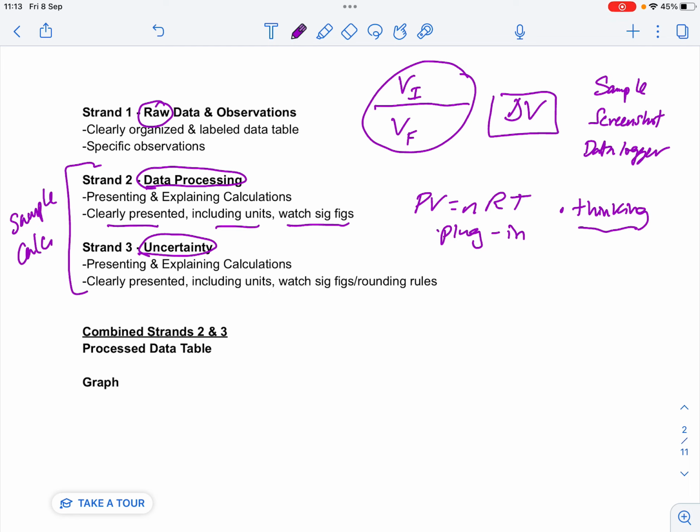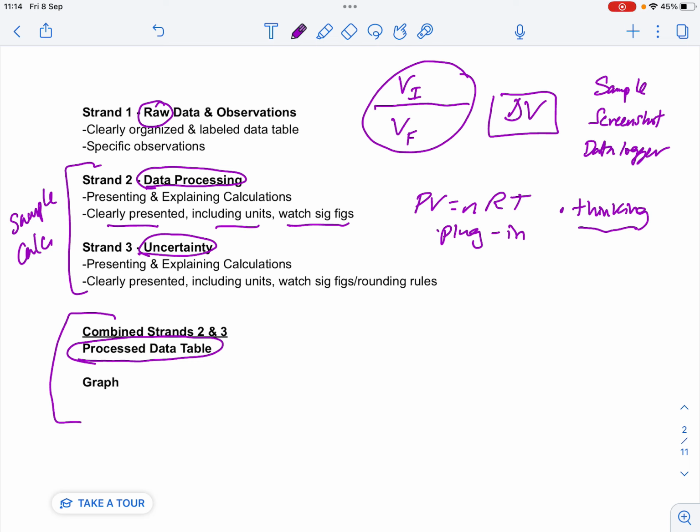Things that aren't really mentioned in that criteria above, but which are expected, is that after you've done all your processing, you're going to put all your processed values into a data table to summarize all the work that you've done. So if you've got 15 or 25 total trials, you're only going to show one calculation, but all 15 or 25 should end up, the final values and the final uncertainties should show up being presented. And so a data table makes the most sense.